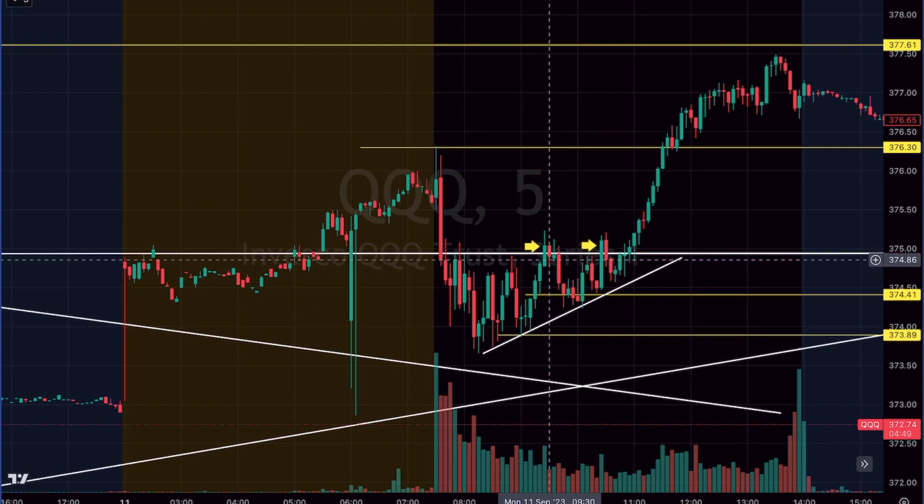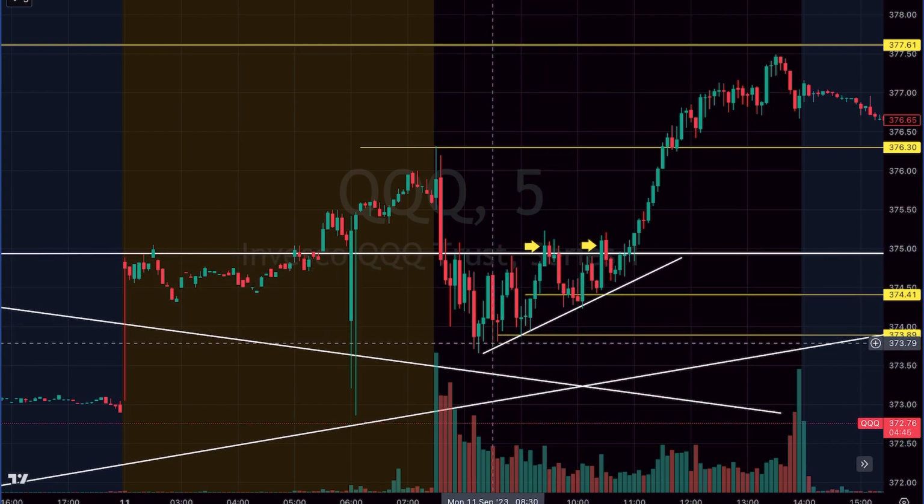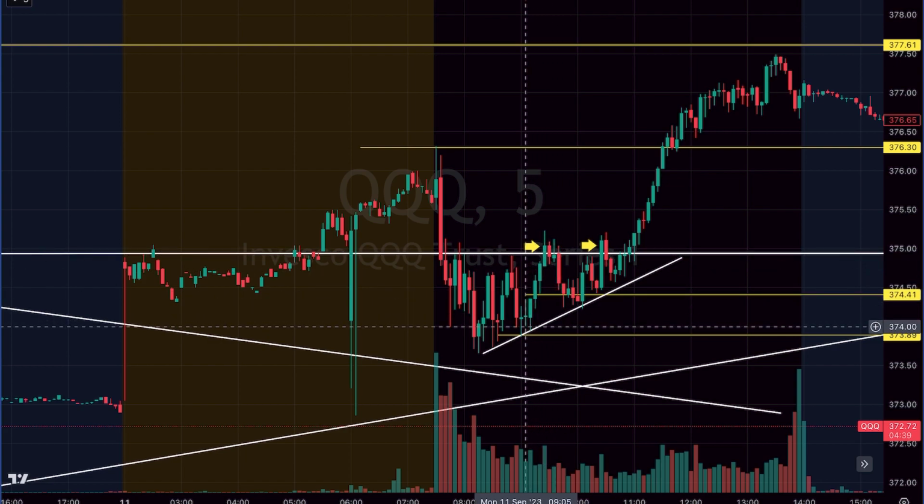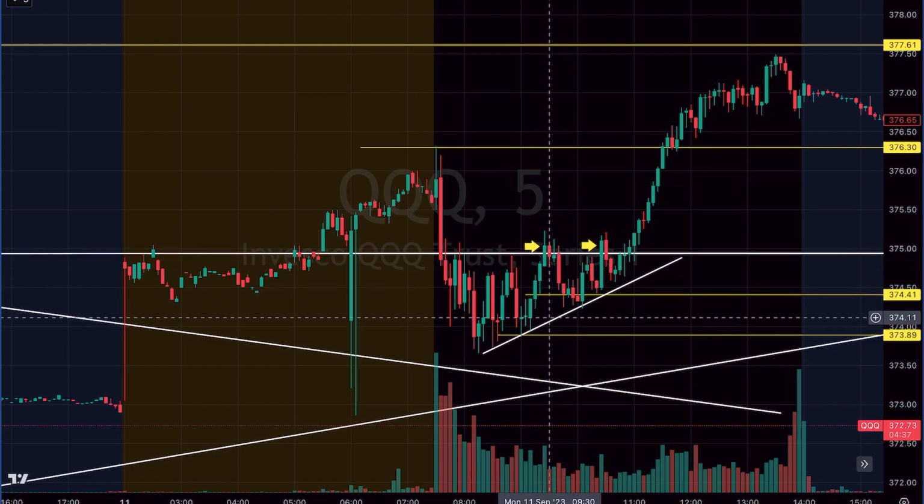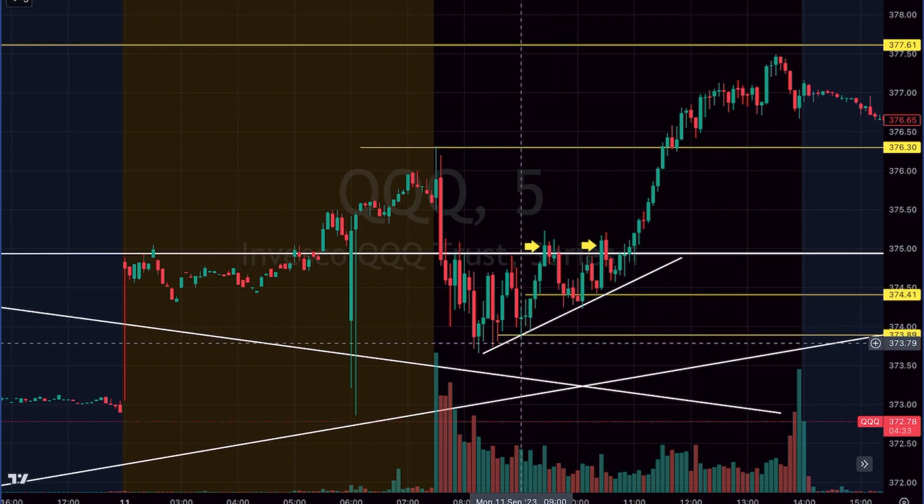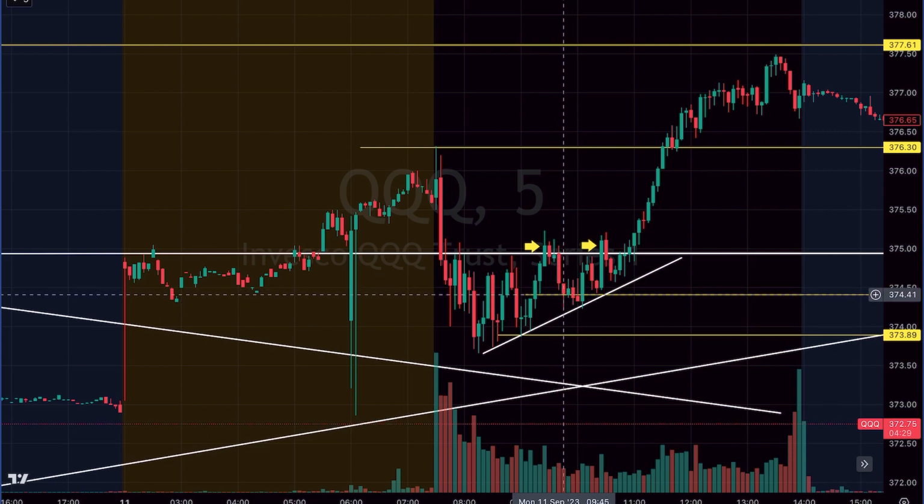Because this pullback right here is a healthy pullback, as you can see. We held trend, we're making higher lows. As long as we don't break this previous higher low after this push up right here, we're still in a technical uptrend. So this is still very valid. I should have had my stop loss right here at the second yellow line and not right here. As you can see, I did get stopped out here.